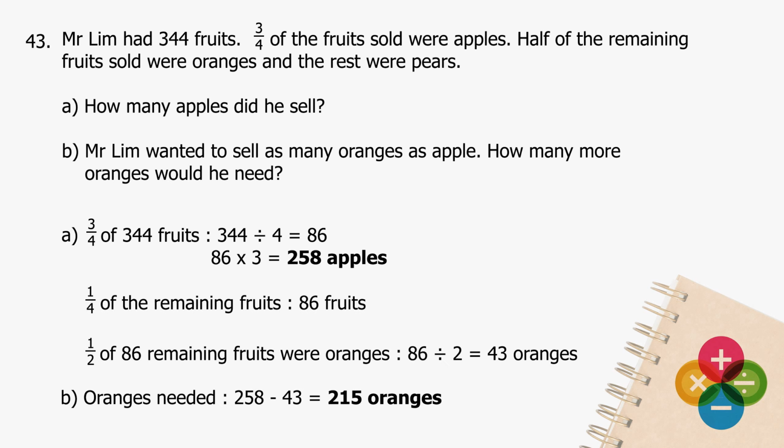In order to find how many more oranges are needed to be the same as apples, we will need to find the number of oranges first. We know that half of the remaining fruits are oranges. Take 86 and divide by 2, and we will get 43. In order to find how many more oranges are needed, take 258 apples minus 43 oranges, and we will need 215 oranges.